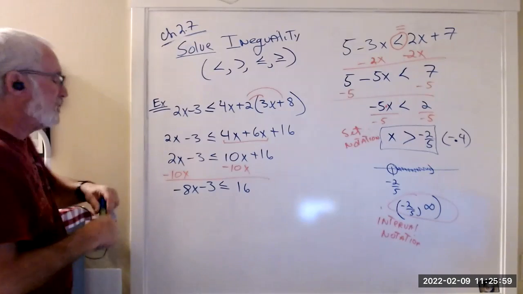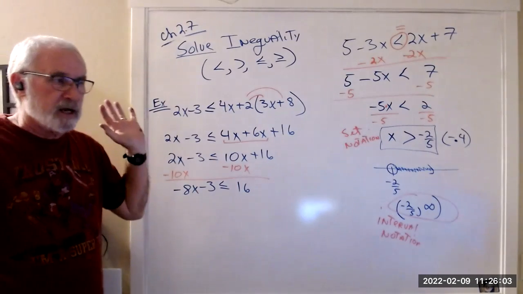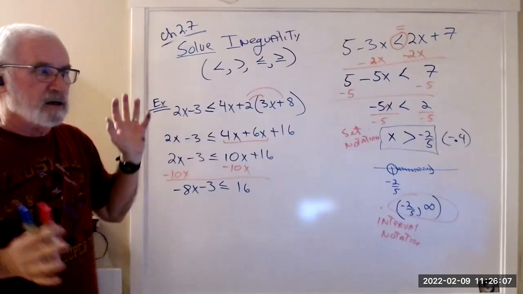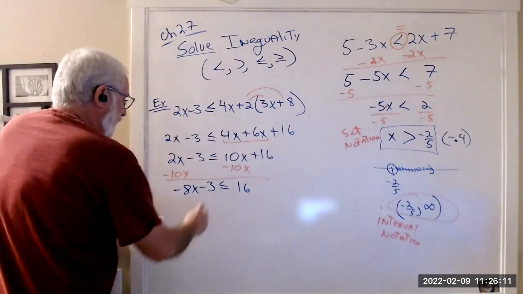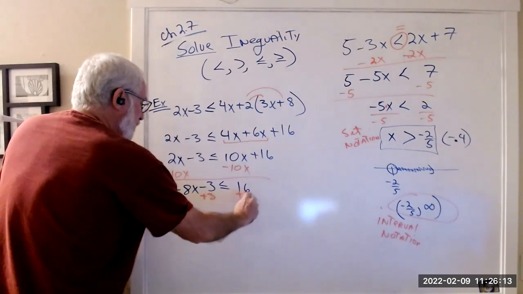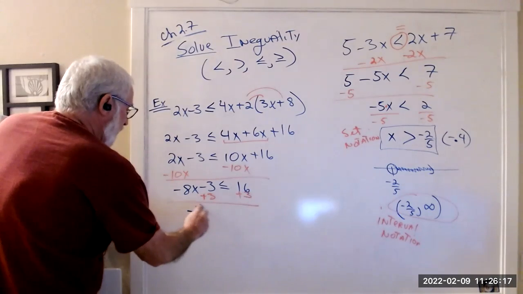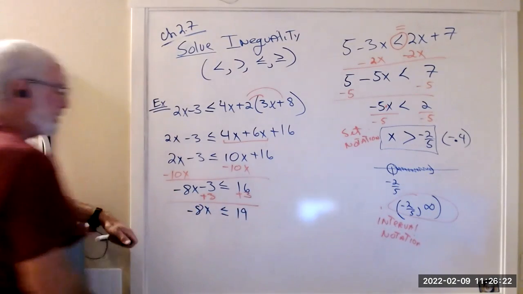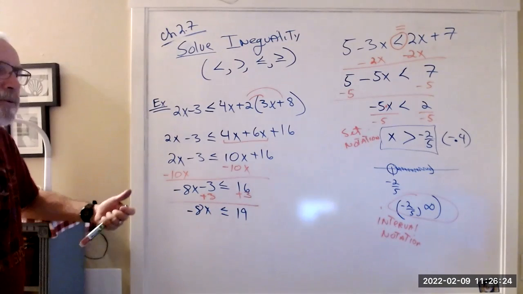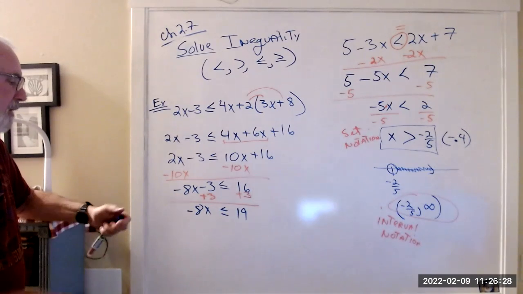I just like to move my x's first. That's just my personal hang-up. I like to save them for last. That's fine, as long as we end up with the same result. I'm going to add 3 to both sides, and I'm going to get negative 8x is less than or equal to 19. As long as you got that, I don't care. It doesn't matter to me how you did it.